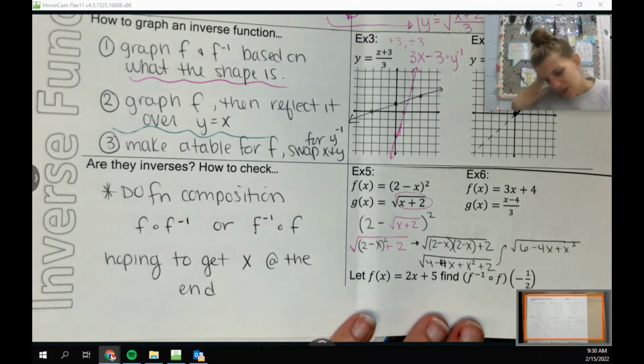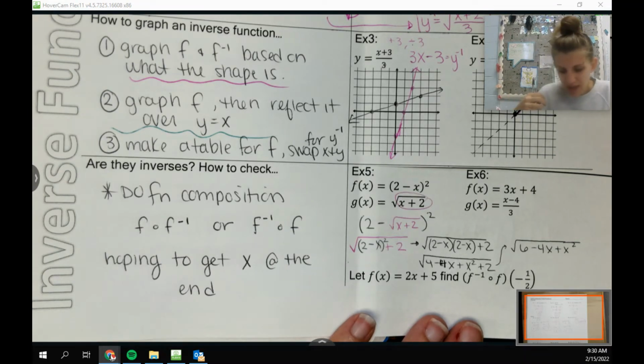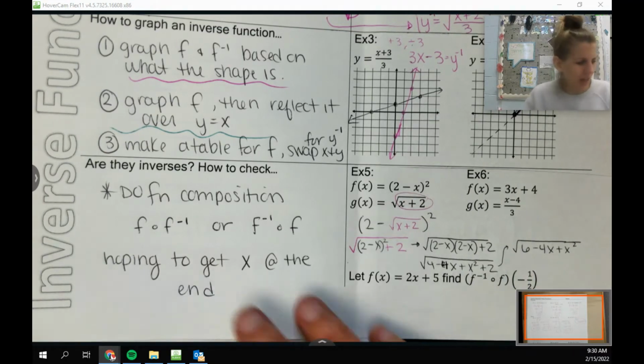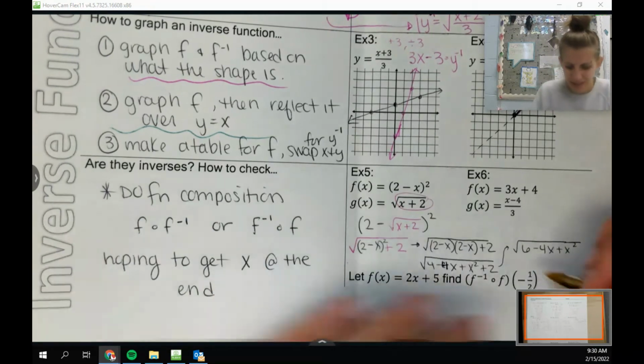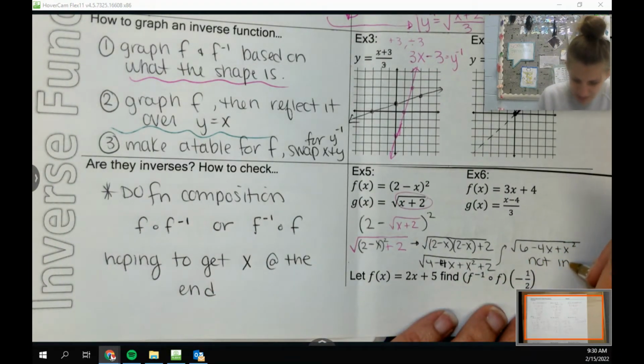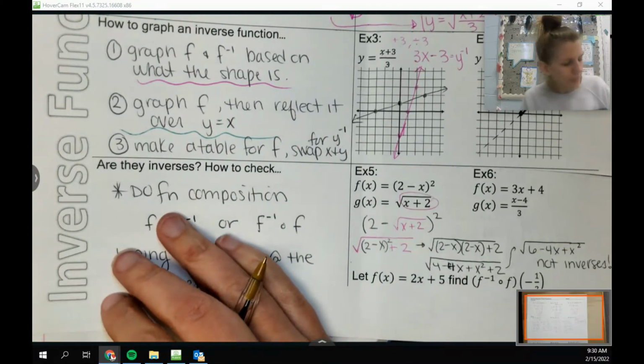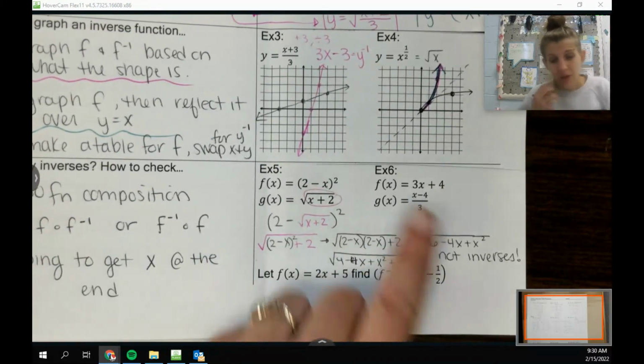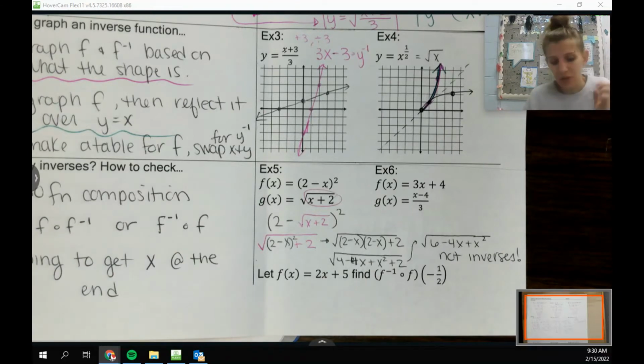I mean, I could try to factor that. What multiplies to 6 and adds to negative 4? I don't think that factors. So this seems like it's not going to simplify anymore. I think they're not inverses. Not inverses. However, I should have done one that wasn't inverse first, maybe.